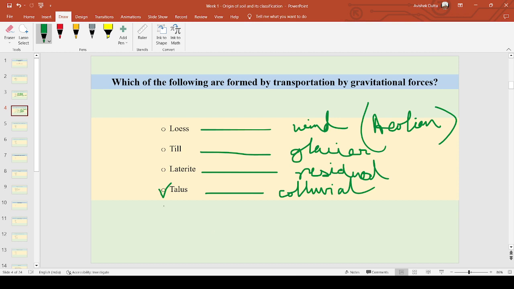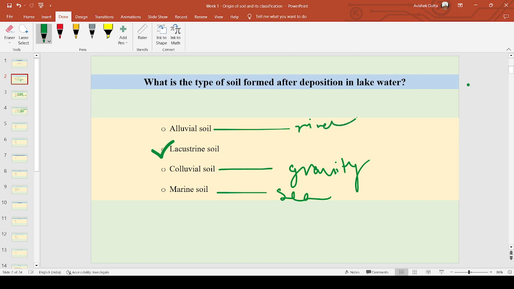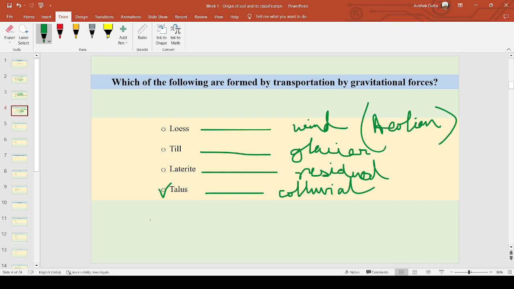Explanation. Answer is talus, because talus is a kind of colluvial soil and colluvial soil is transported by gravity. Okay, I mentioned in the previous question, colluvial soil transported by gravity, marine soil by sea water, lacustrine soil by lake water, alluvial soil by river water. So talus is a kind of colluvial soil. Okay, example, talus is an example of colluvial soil. Okay, clear? Okay, good. So talus is transported by gravitational forces, right?